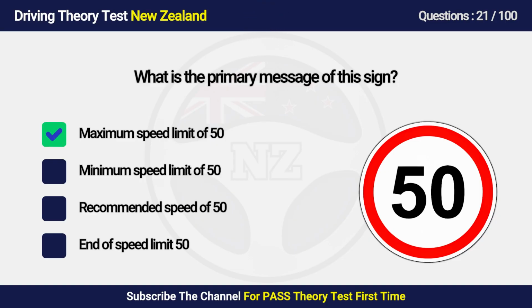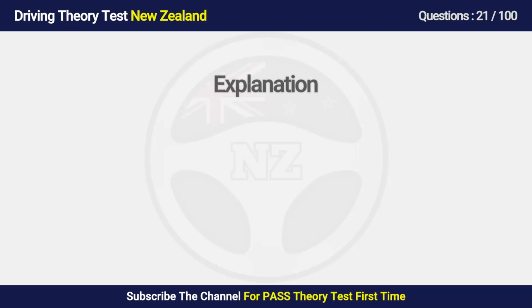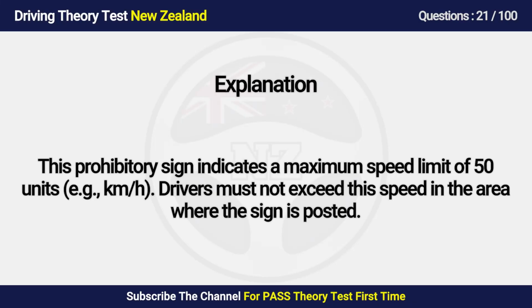Answers is A. Maximum speed limit of 50. This prohibitory sign indicates a maximum speed limit of 50 units, e.g. drivers must not exceed this speed in the area where the sign is posted.